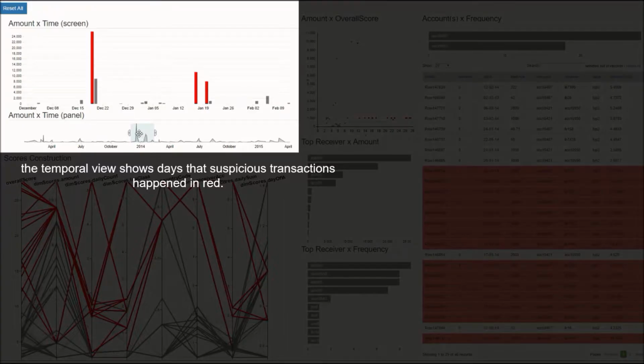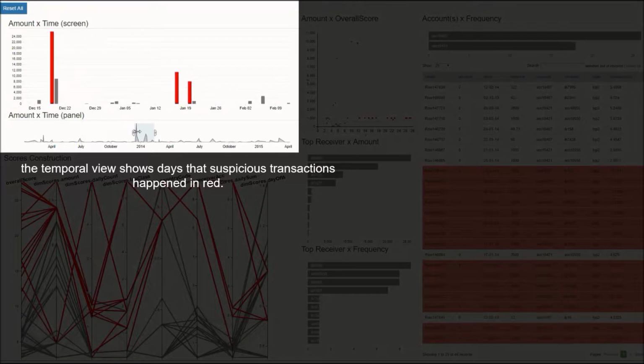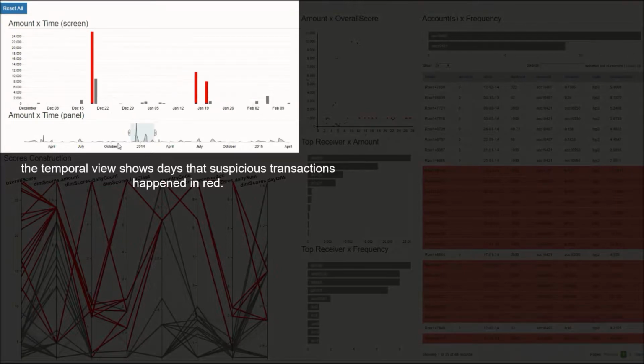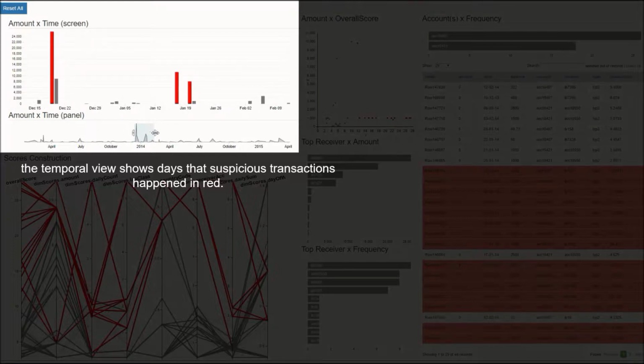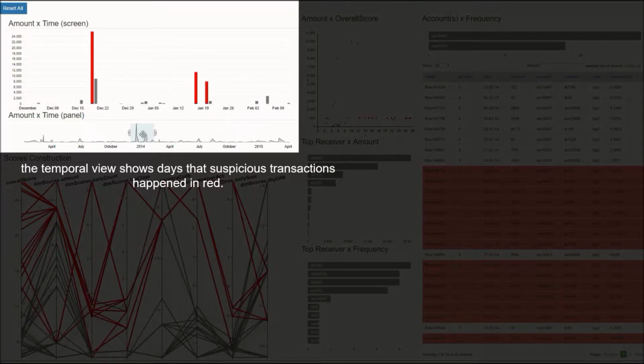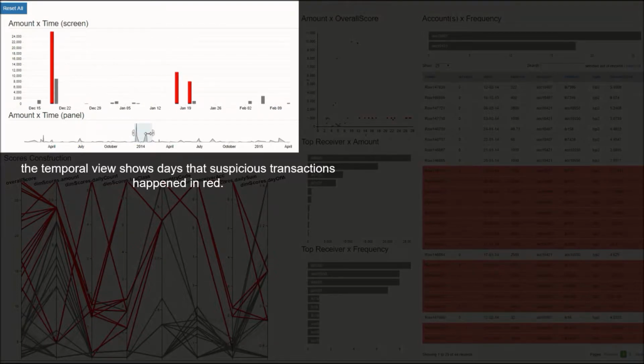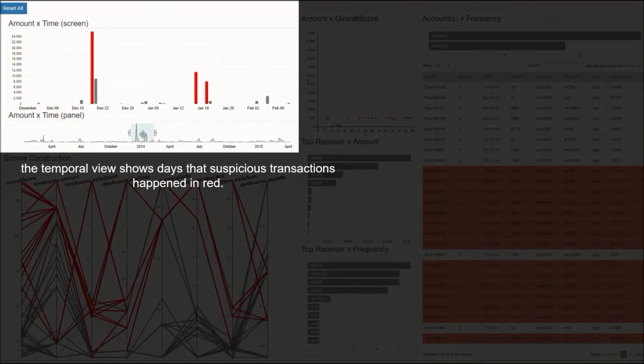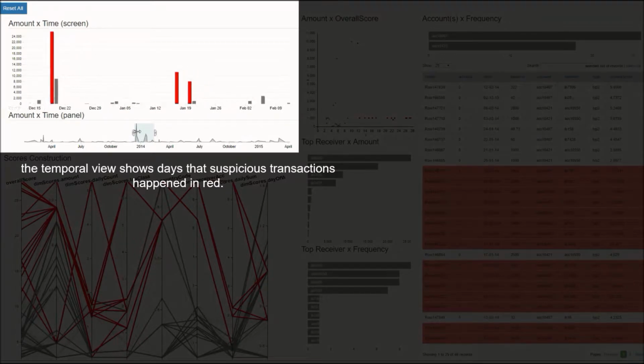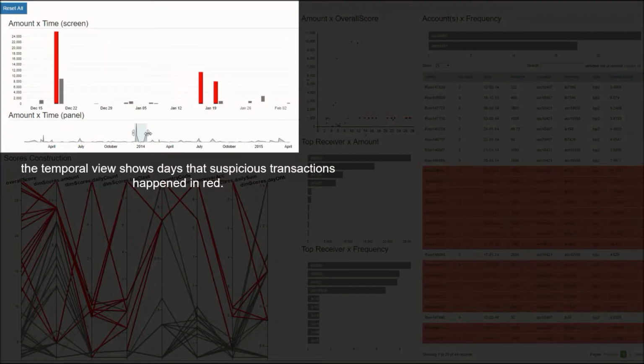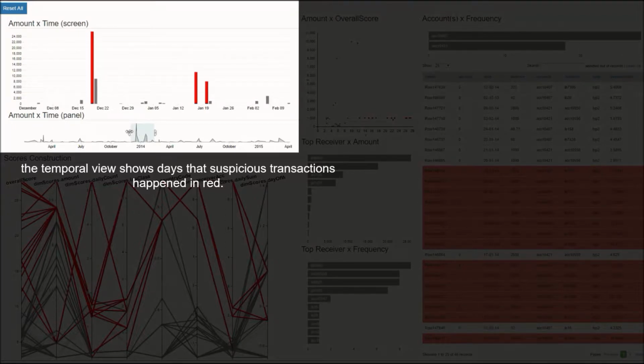The temporal view shows 2 connected charts. We provide an overview line chart at the bottom which shows the total amount of money transacted over time. This view makes it easy to identify high amounts of money transacted, and it's used to filter the upper bar chart, which also shows amount of money transacted, but on a temporal basis. Each day that contains at least one transaction that was automatically flagged as suspicious is highlighted in red.